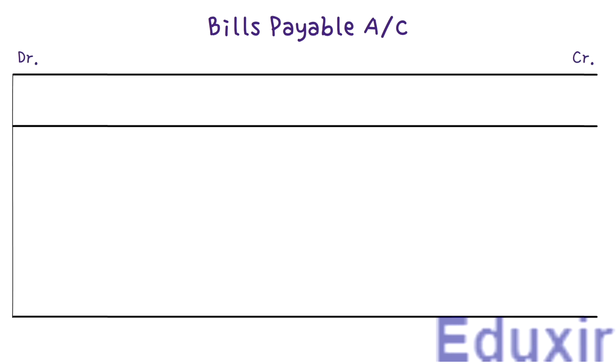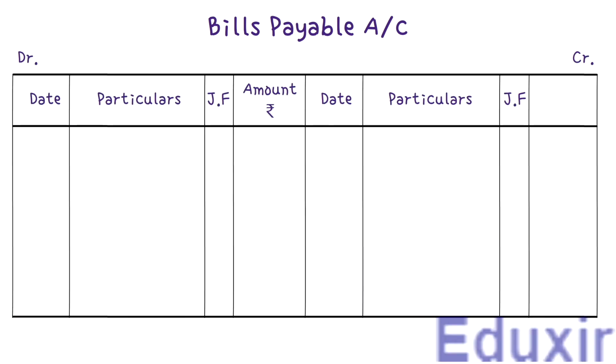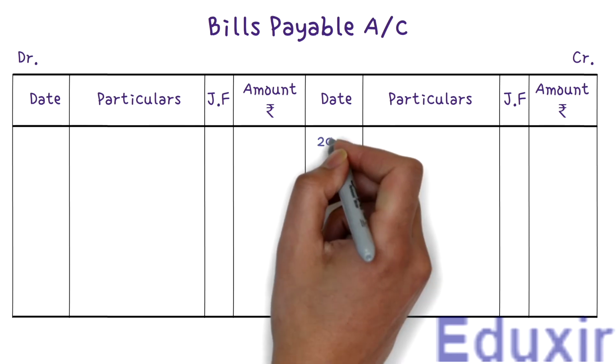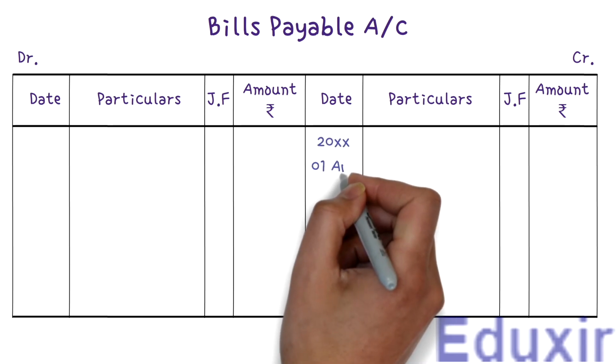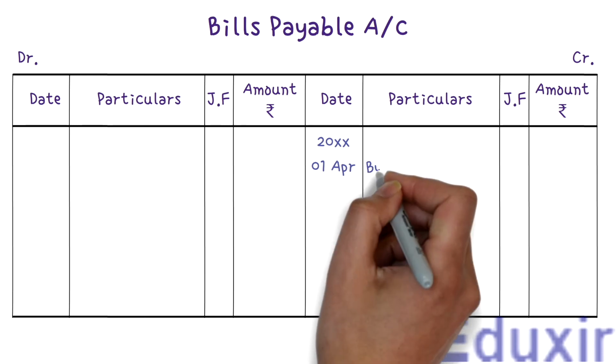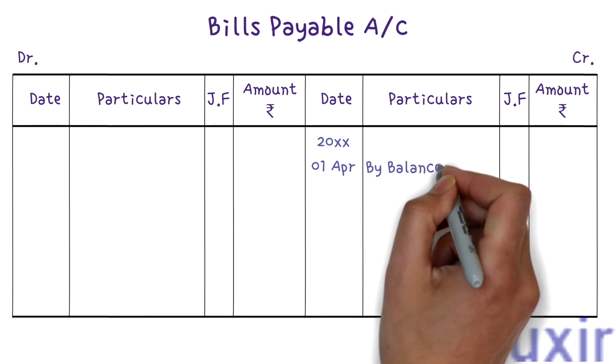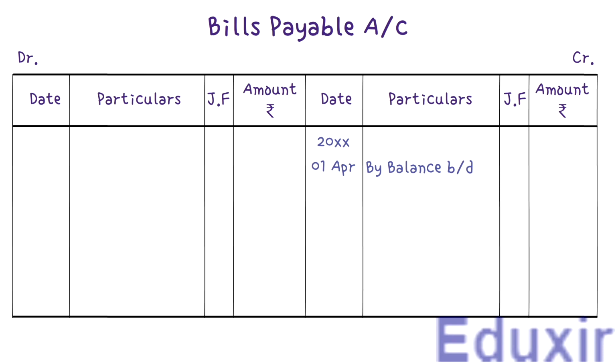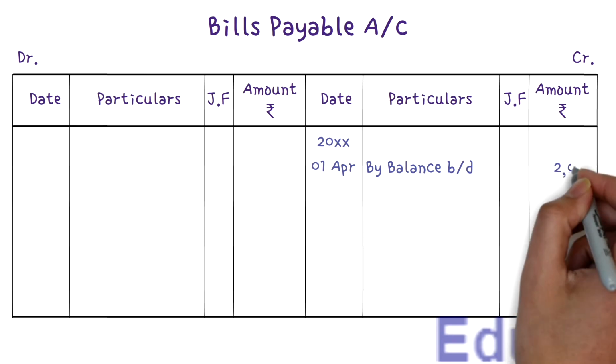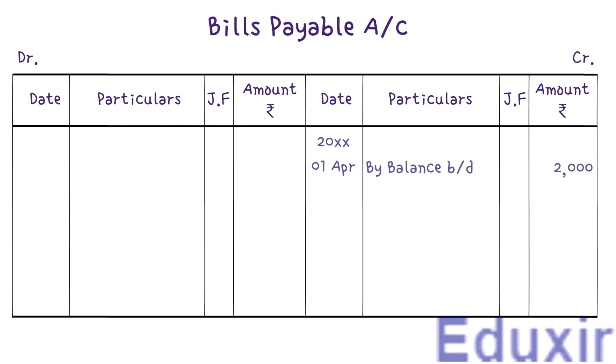Let us have the ledger account format with all the headers. As this is the first entry on the credit side, let us first write the year in the date column. Let us then write the date. We need to write "by balance brought down" into the particulars column. Let us then write the credit amount of 2000 rupees in the amount column. That completes the posting of this journal entry into bills payable account.